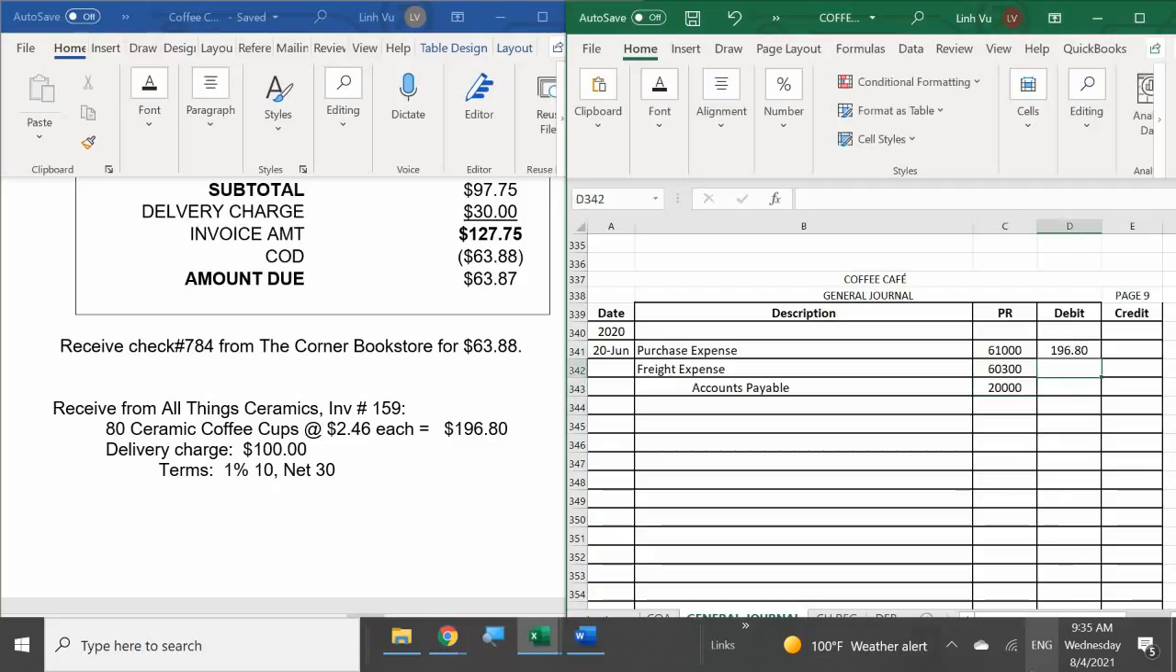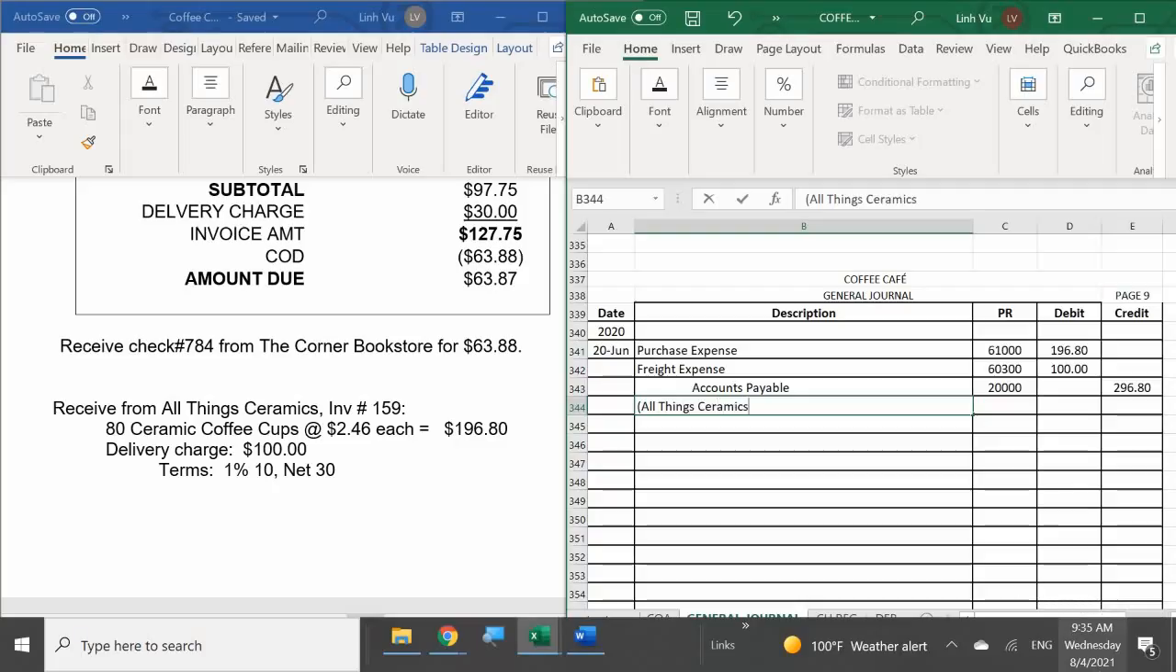Okay, good. How much was my freight expense? $100. Okay, good. So therefore, I owe a grand total of $296.80. Good. And then for our description, I just put all things ceramic, invoice 159, 1% 10 net 20.